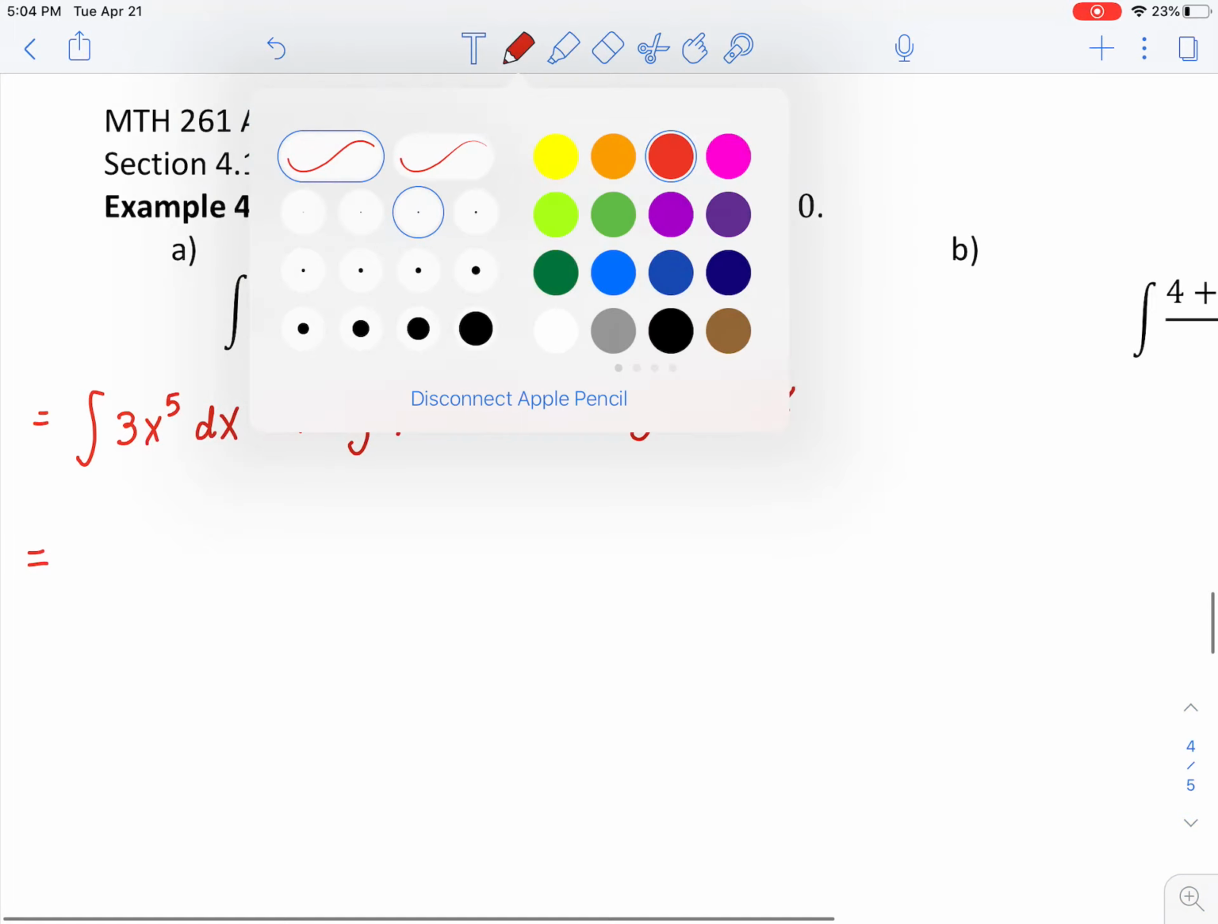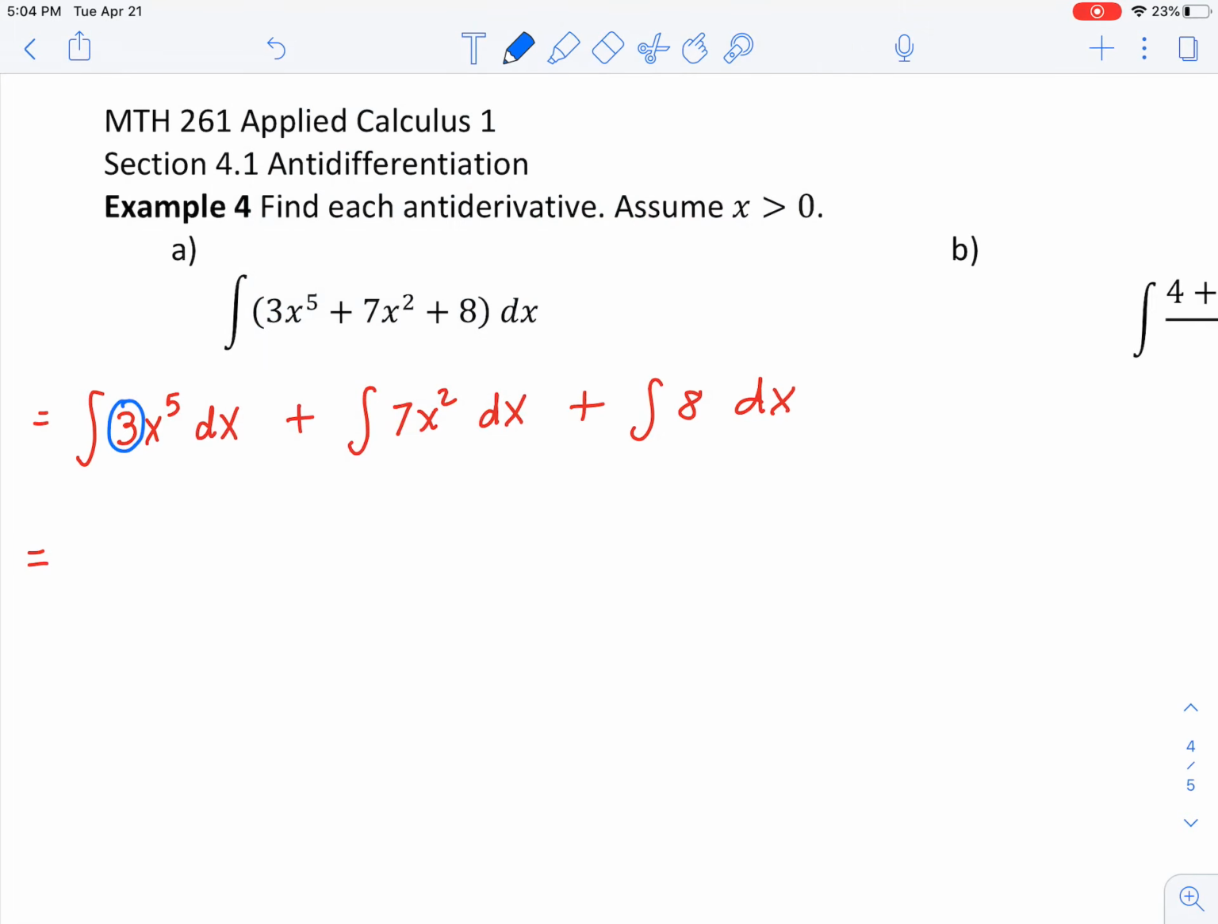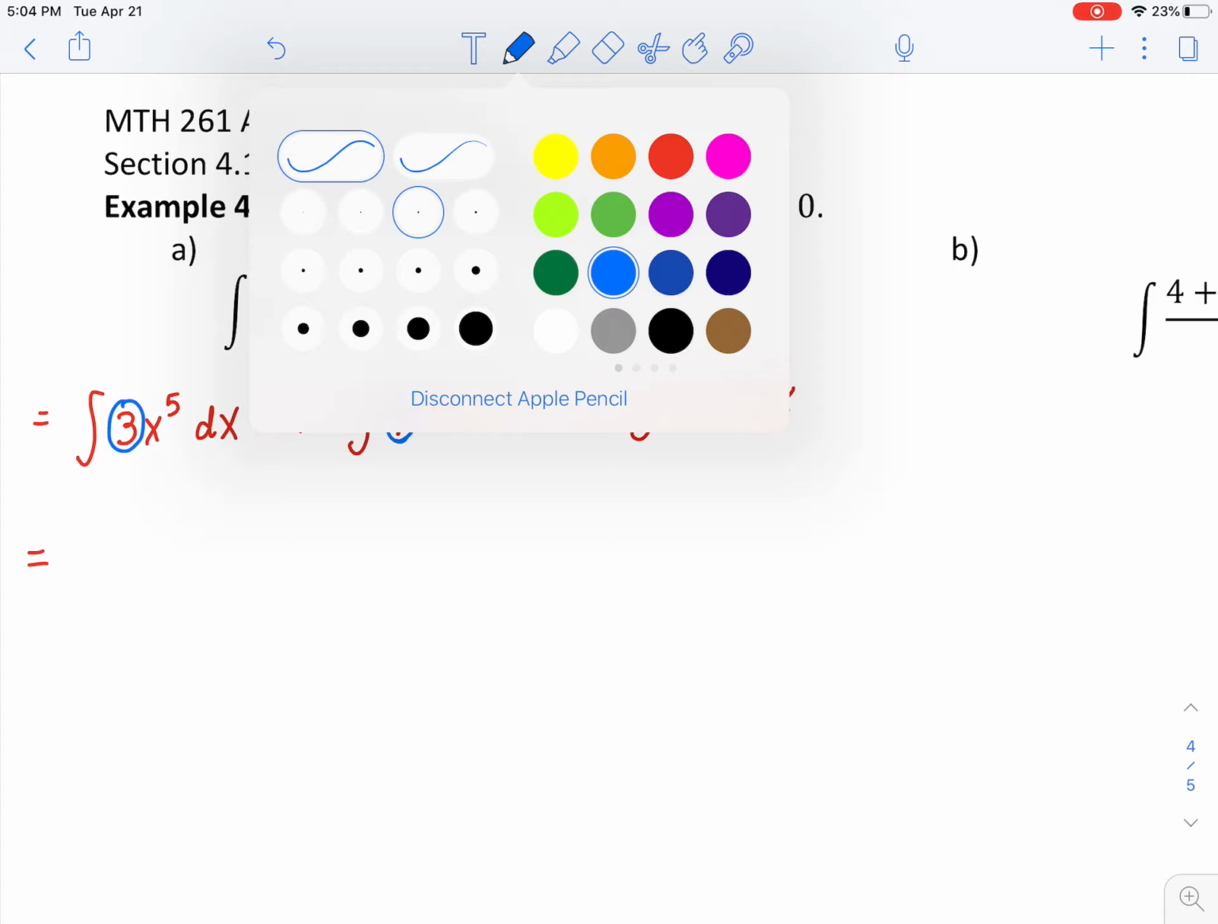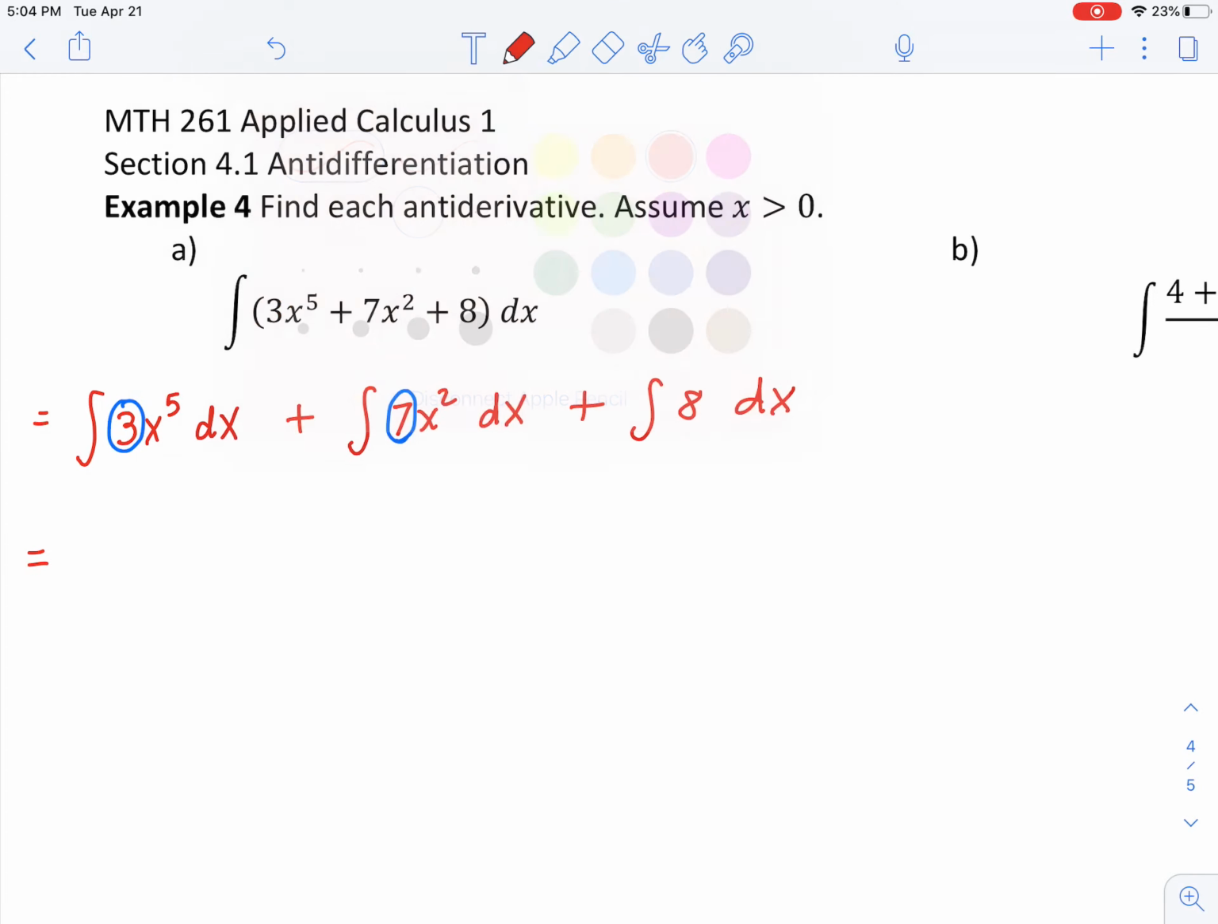And then what's the last one? Plus integral of 8 dx. Now, we did find the last one on the very first page, so we know how to deal with that. But you know what? I'm being excessive right now because I want to talk about these properties, P1 and P2, in this example. What can I do with this 3 or the 7?